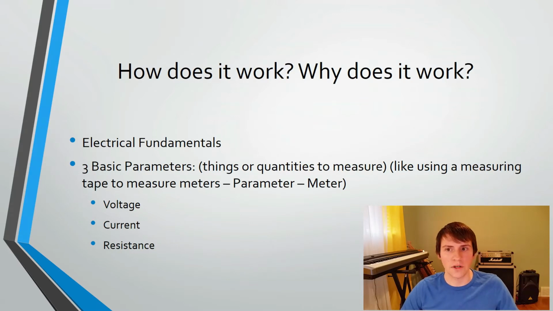So how does electricity work, and why does it work? Well, we're going to be talking about some electrical fundamentals, and there's three basic parameters that you're going to want to understand. And a parameter is just a thing or a quantity to measure. You can think of it like using a measuring tape to measure meters. You see the word parameter actually has the word meter within it. So again, it's just a quantity or something to measure. The three basic parameters are voltage, current, and resistance. And we'll talk about each of those.